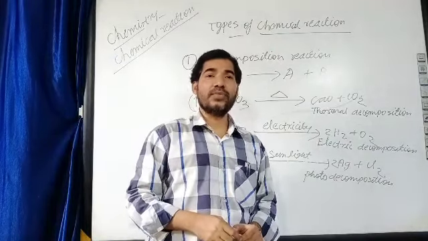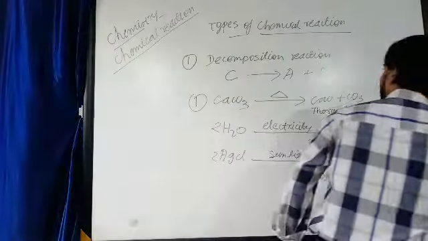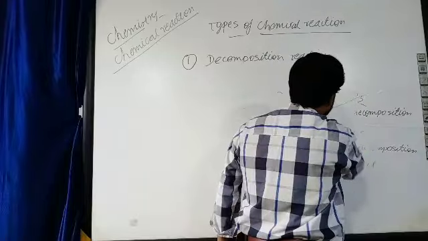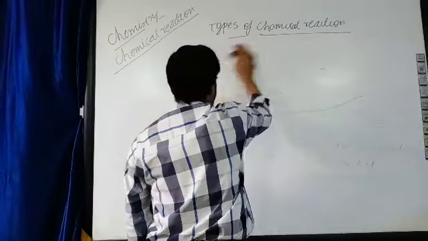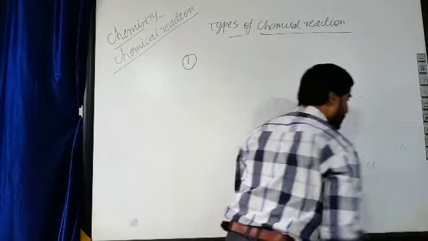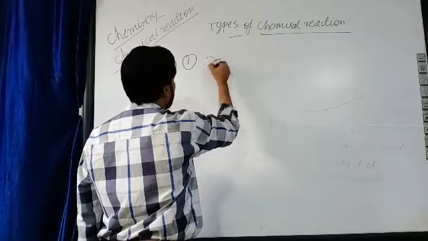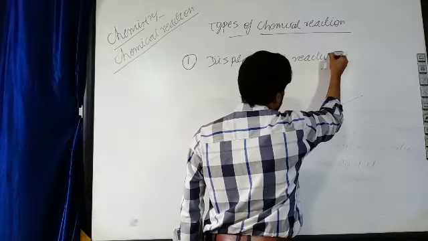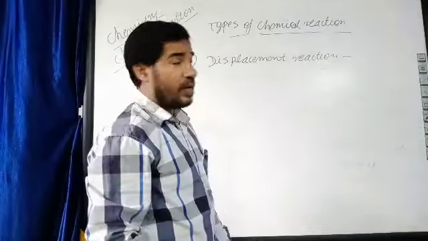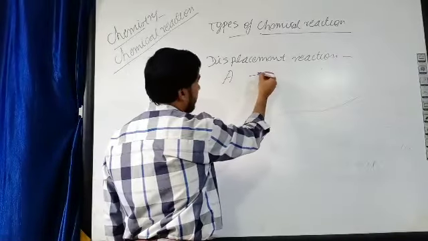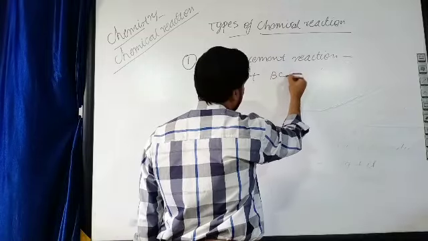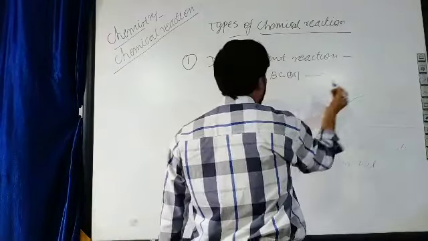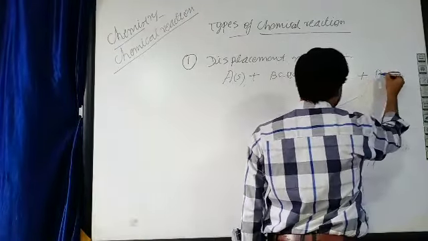Third, we have to see the displacement reaction. And for this, I will give some more examples. First of all, I am going to write here: displacement reaction. What is the format of displacement reaction? Listen, A plus BC aqueous, where A is a solid. When they react, then new substances AC plus B are formed.